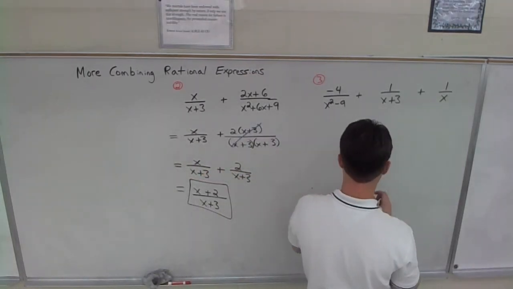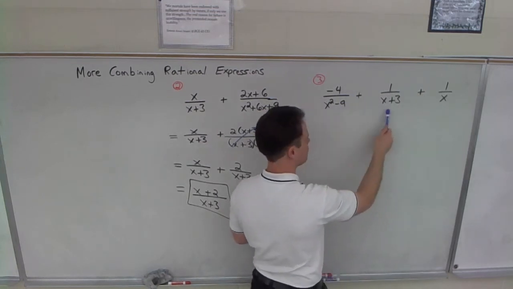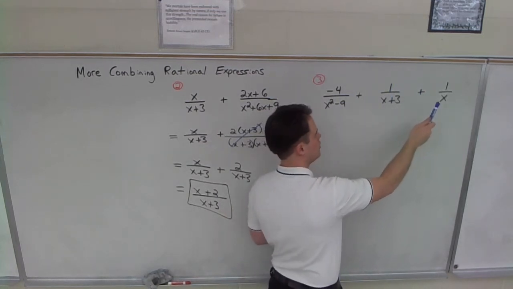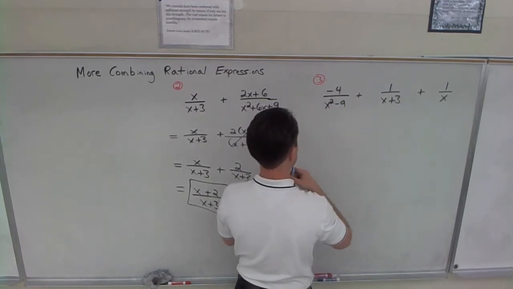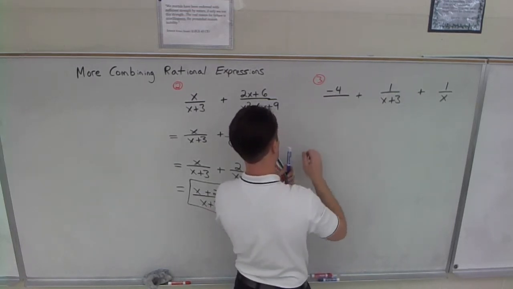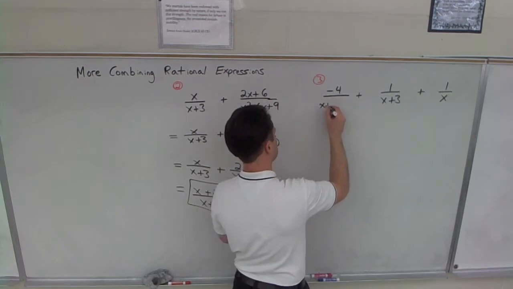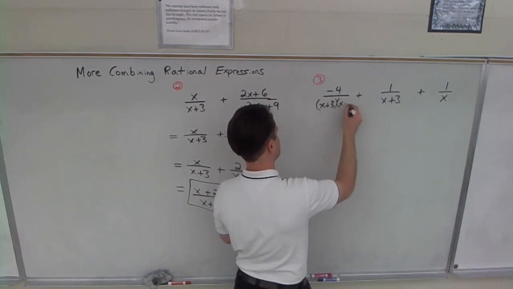Let's look at one with 3 pieces. So this guy has 3 pieces. So is there anything that we can factor right away? Ask yourself. Simple, simple, simple, simple, difference of squares. So this guy I'm going to replace with x plus 3 and x minus 3.